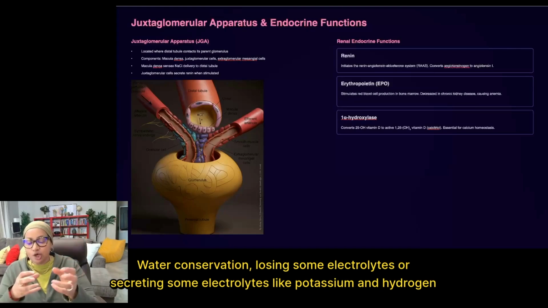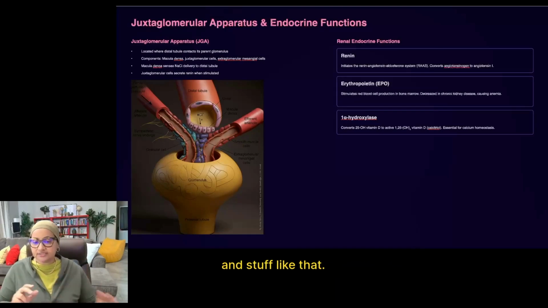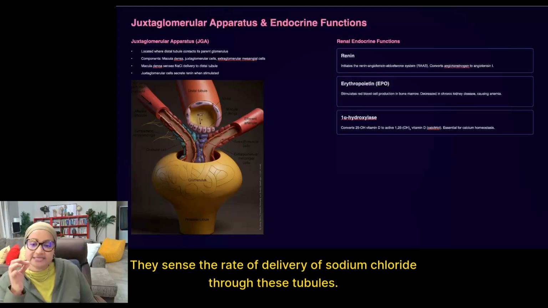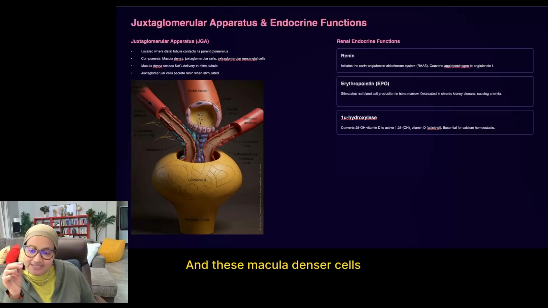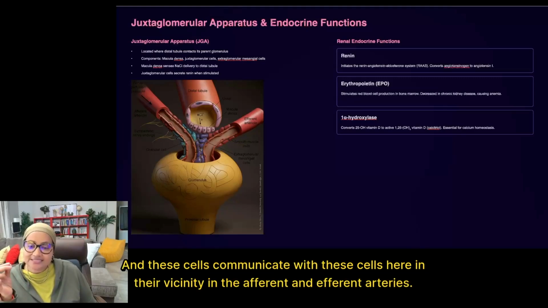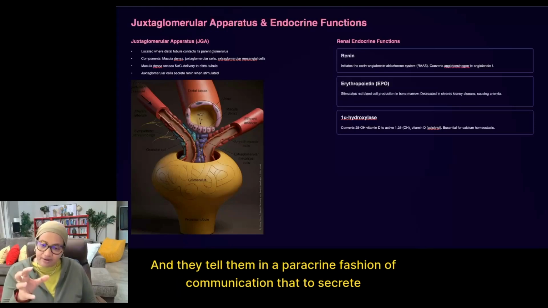Water conservation, losing some electrolytes or secreting some electrolytes like potassium and hydrogen and stuff like that. So here, in contact with these macula densa cells, this layer of cells, these are actually sensors. They sense the rate of delivery of sodium chloride through these tubules. And these macula densa cells communicate with these cells here. These are called interstitial mesangial cells. And these cells communicate with these cells in their vicinity in the afferent and efferent arteries, and they tell them, in a paracrine fashion of communication, to secrete renin.